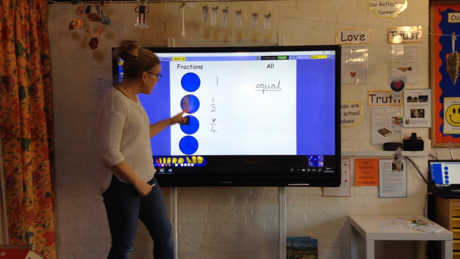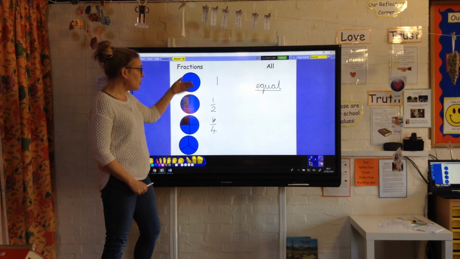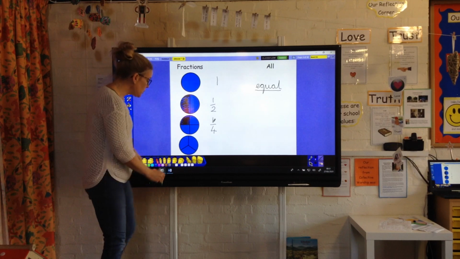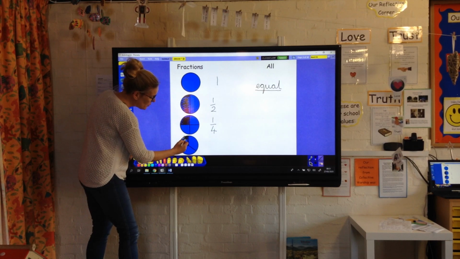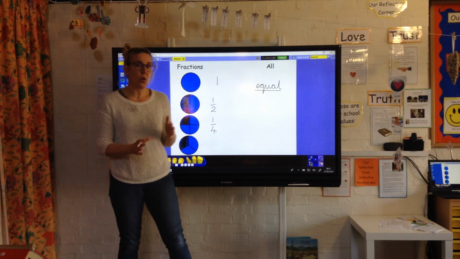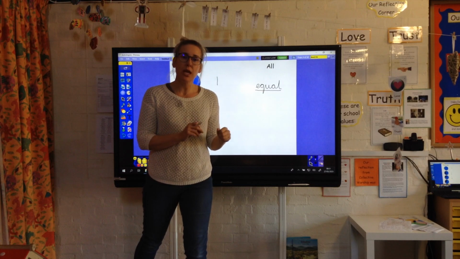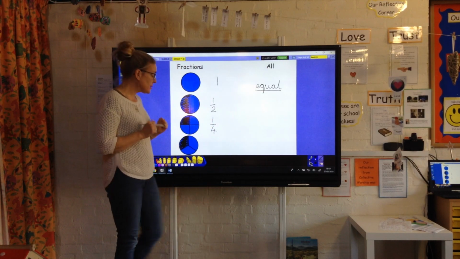Well done. This is a quarter. Alright? So we've got a whole, a half and a quarter. And then down here, if we have a look, now I've tried my best here, as we know from when we've done this in class, it is quite tricky to split a circle or a shape into 3 equal parts. Try your best, remembering that equal, do the best that you can.